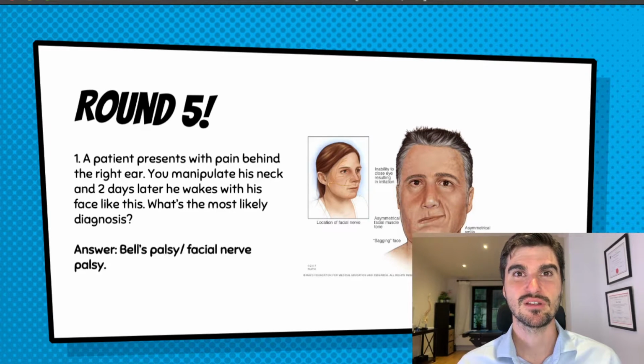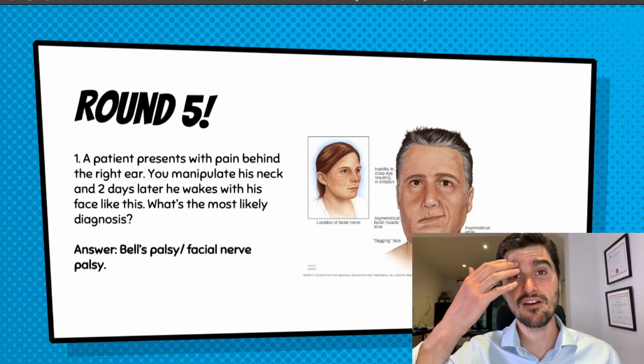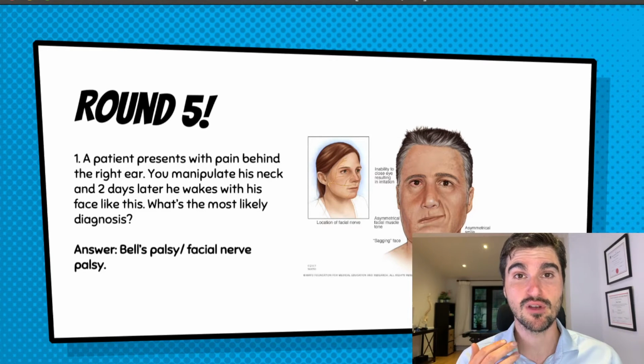Okay, question number 2. Oops, there's the answer right there. So let's go through as we find. Bell's palsy or facial nerve palsy. So when we have complete ipsilateral facial loss, it means we hit the lower motor neuron, and Bell's palsy is going to be the most common one, also known as facial nerve palsy.